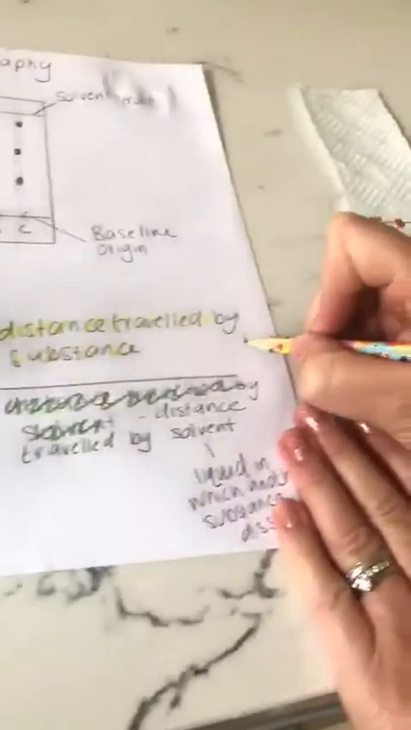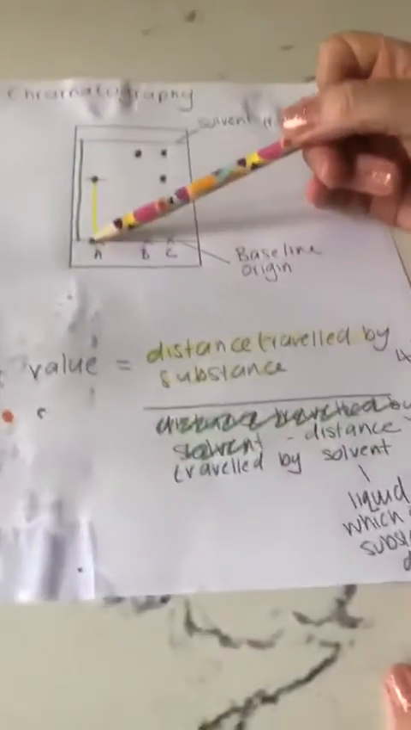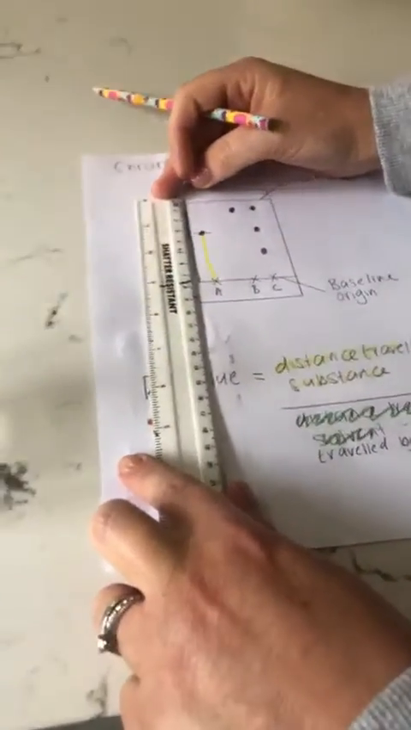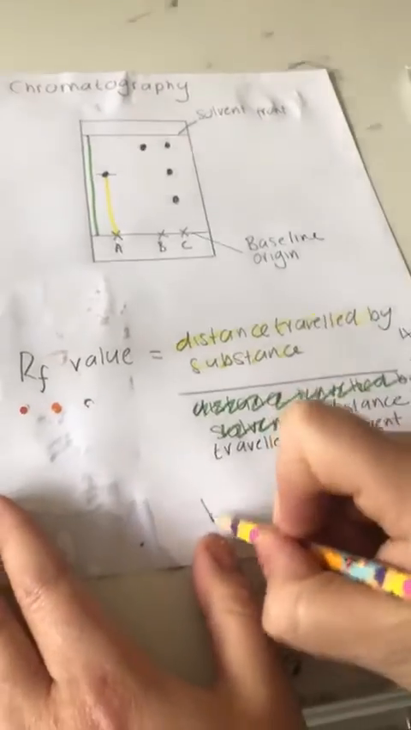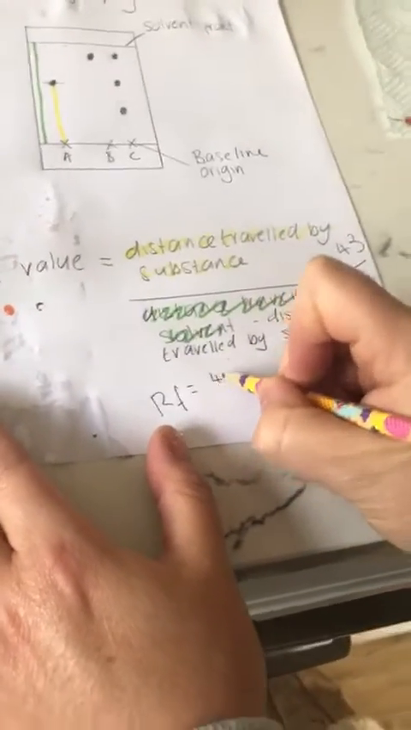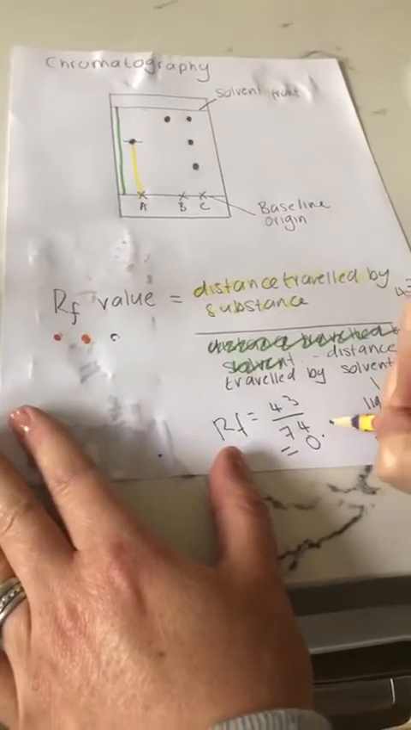So I'm going to write here 4.3. I'm now going to measure the distance moved by the solvent, so the distance between the origin or the baseline and the solvent front. I'm going to measure it again, as I did the one before, in centimetres, and I can see that it is 7.4. So to calculate my RF value, it is just going to be 4.3 divided by 7.4, which gives me an RF value of 0.58.